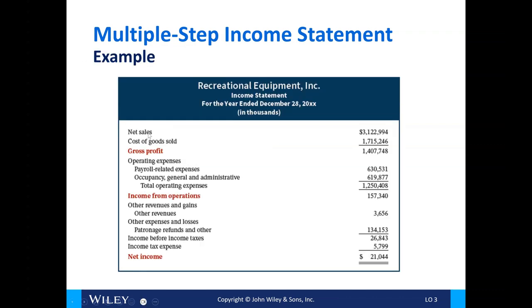So here is an income statement: net sales, cost of goods sold, gross profit, operating expenses. Payroll is usually the biggest expense of any company. General and administrative and occupancy, so that's rent. So we have income from operations, we have other revenues and gains, we have other expenses and losses. So we get down here to income before income tax, then income tax expense and net income.